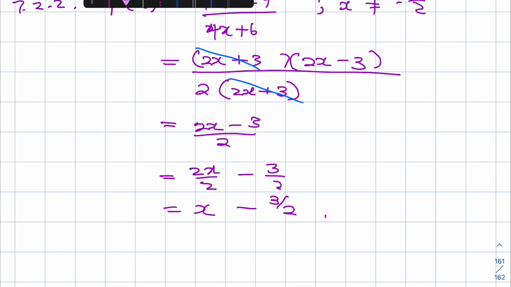Now you can do the derivative. f prime of x is equal to the derivative of x, which is 1. The derivative of 3 over 2 is 0. So the final answer is 1. That's the end of that question.